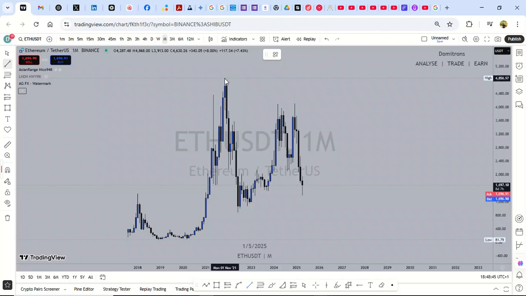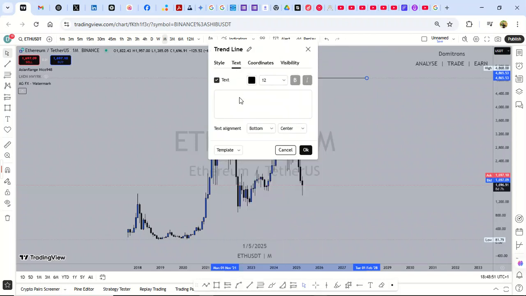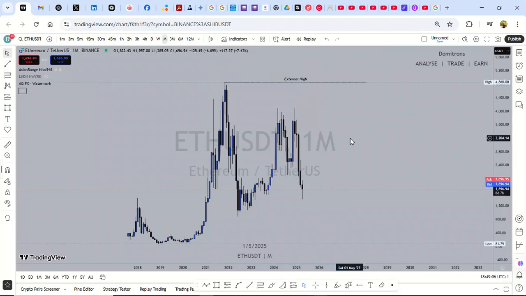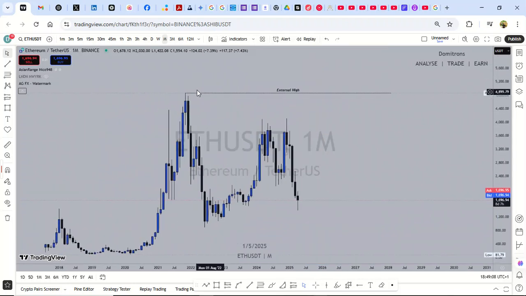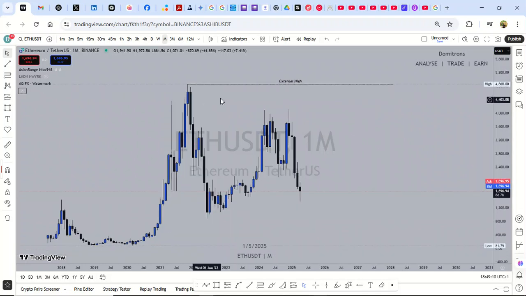Alright, so what I am going to mark out now is this, and I will call that my external high. Most of you who got my Udemy course already know what I explain about this. These are the major areas where we have liquidity. That is the major buy stop looking from the higher time frame.